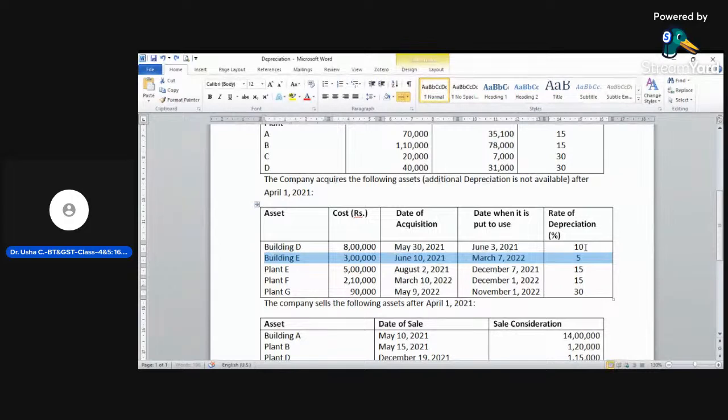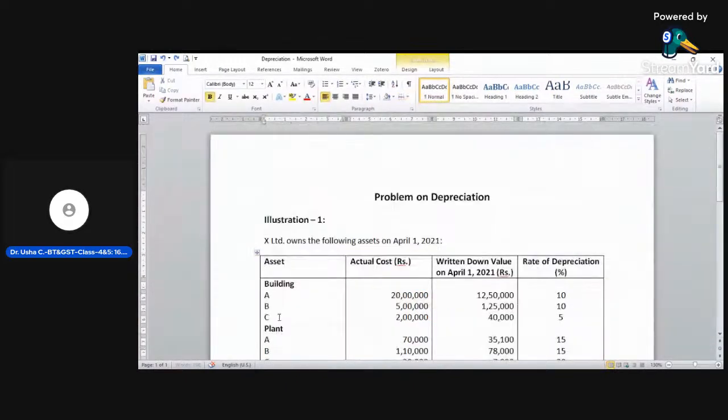Okay, next, building E. The rate of depreciation is 5%. This building E comes under the category of block 2, correct, along with plant C. Are you all understanding?